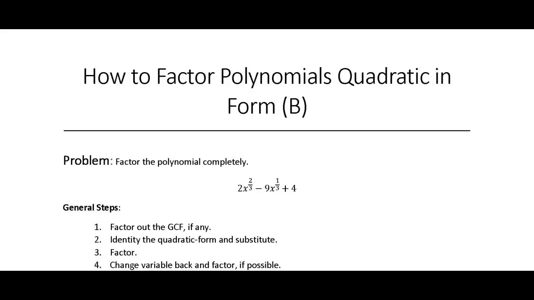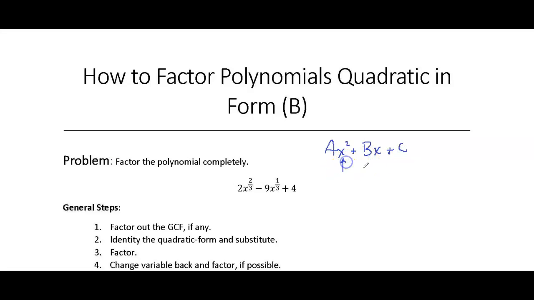How to factor polynomials quadratic in form. Example B. So we have 2x to the 2/3 power minus 9x to the 1/3 power plus 4. Before we get started, let's remind ourselves what quadratic in form looks like. That would be ax squared plus bx plus c.